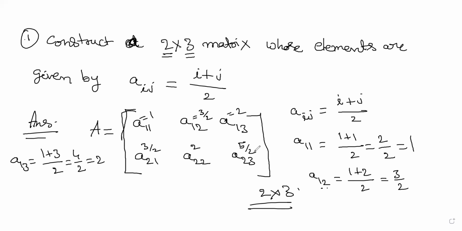So what is the final matrix? Can anyone tell me what would be the final matrix? The final matrix is: first row 1, 3 by 2, 2; second row 3 by 2, 2, 5 by 2. This is the matrix we got. That is the required matrix. Clear? Clear, sir. Okay, good. Now, next question.